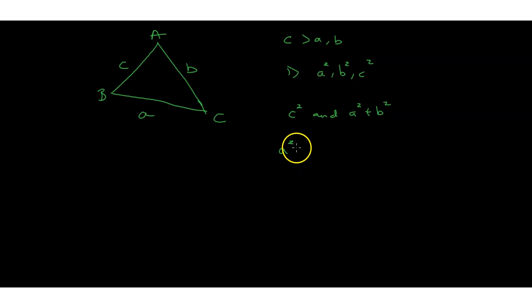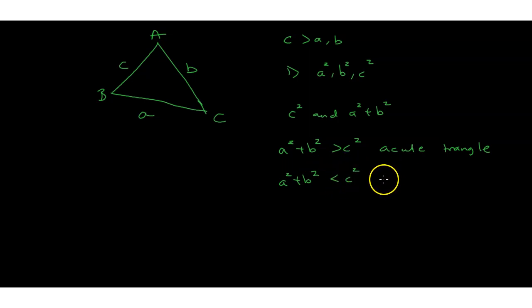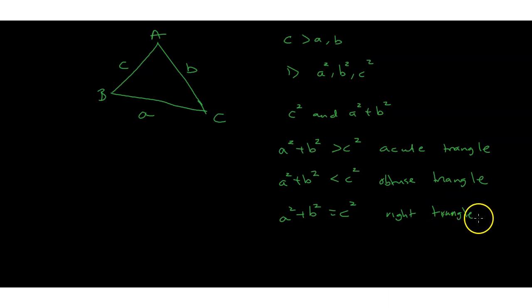If A squared plus B squared is greater than C squared, what we have is an acute triangle. If we have A squared plus B squared less than C squared, this is going to be an obtuse triangle. And if you have A squared plus B squared equal to C squared, we have a right triangle. As you can see, this is Pythagoras' theorem.